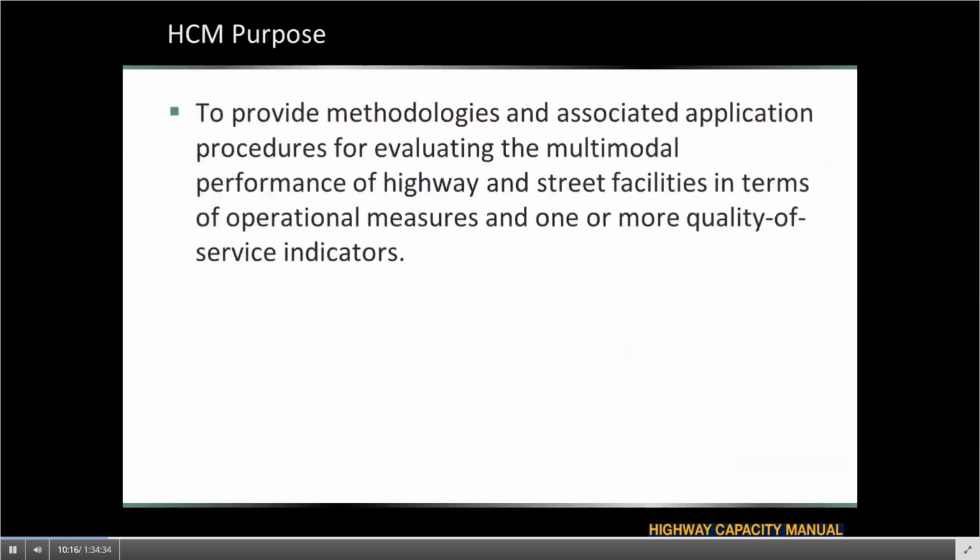The Highway Capacity Manual is the leading U.S. reference document for capacity and quality of service concepts, performance measures, and methodologies for the multimodal operation of highway and street facilities.